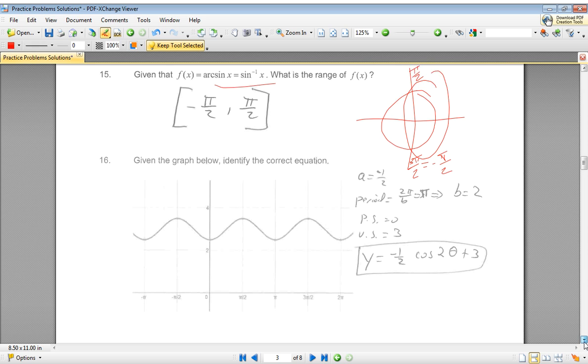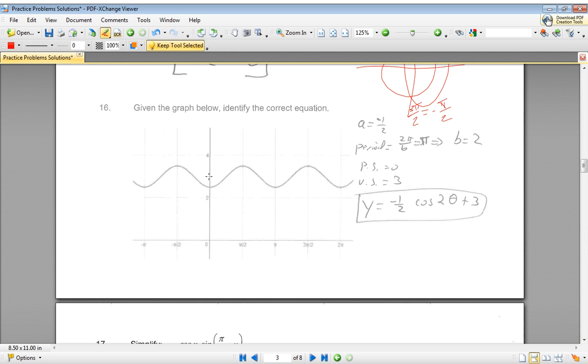Given the graph below, what is the correct equation? Well, we're going up 3, so plus 3. We are repeating ourselves. It looks like our period is pi. So 2 pi over b equals pi, b equals 2. We have no phase shift. This is an upside down U, so this is cosine, but it's negative. And we don't go up to 4, we only go up a half and down a half. Again, remember that it'll be multiple choice, and hopefully that will help you get the answer you need.